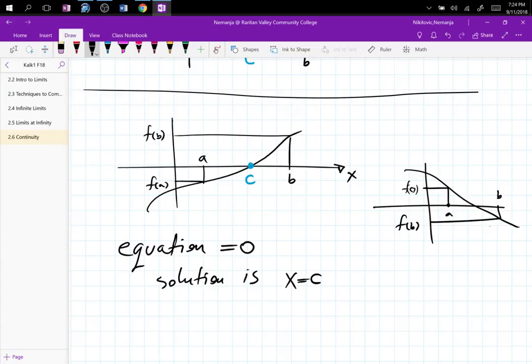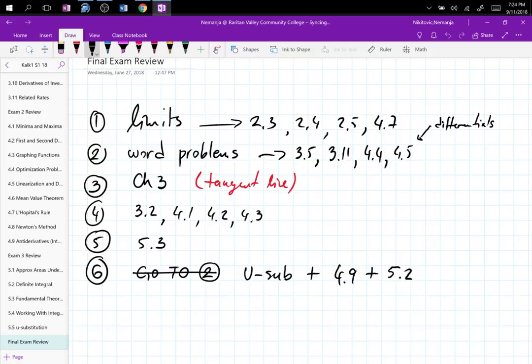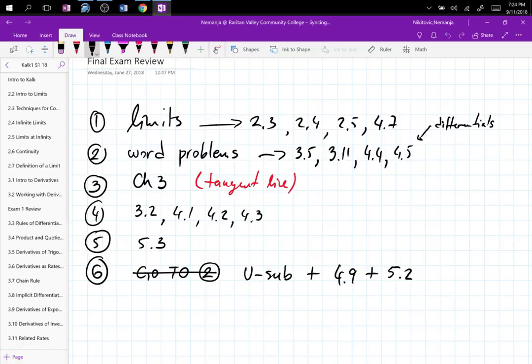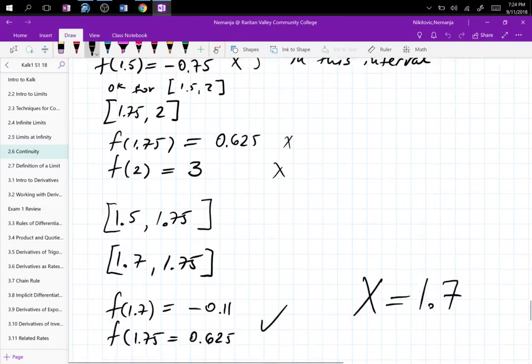I'm not sure if I did this calculation to show it off in one of the classes. Let me try to go hunt for it. How about this one? Continuity. Right on the money.